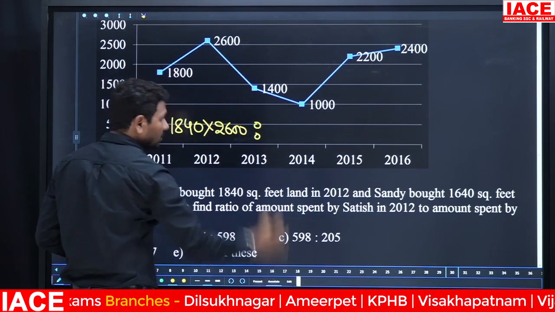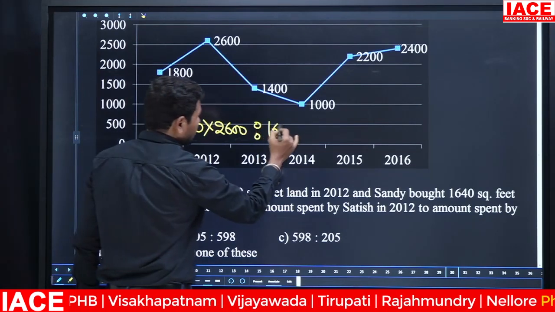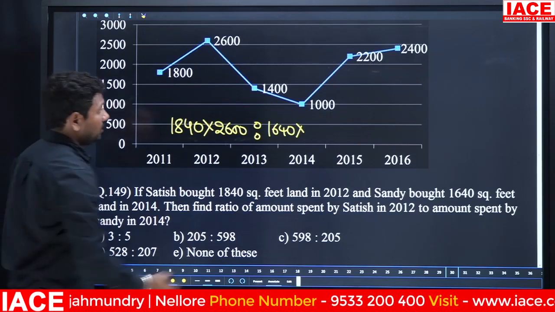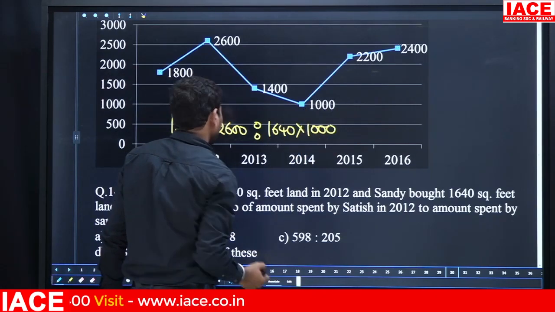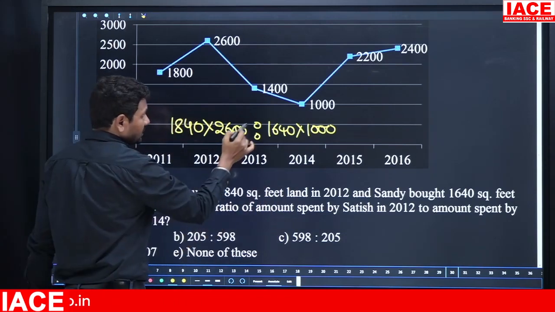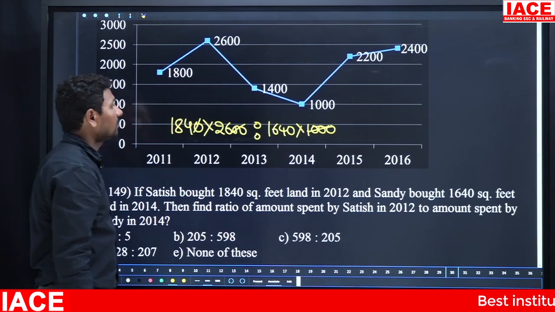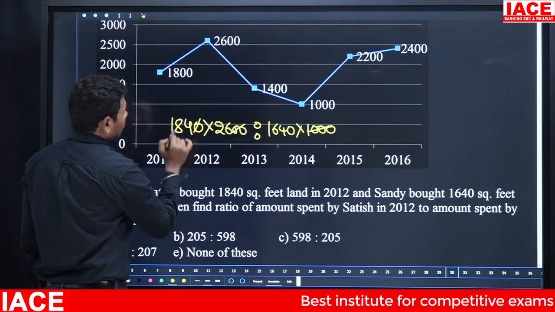And Sandy bought 1640 square feet of land in 2014. In 2014, what is the value of each square foot? 1000. Now cancel the values to get the answer. Three zeros cancel. Okay, cancel with 4. Here, 4 how many times?